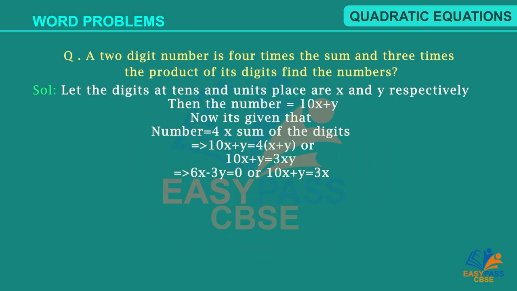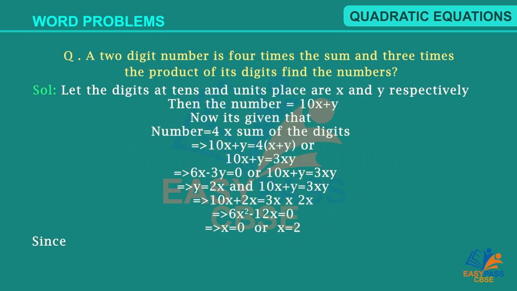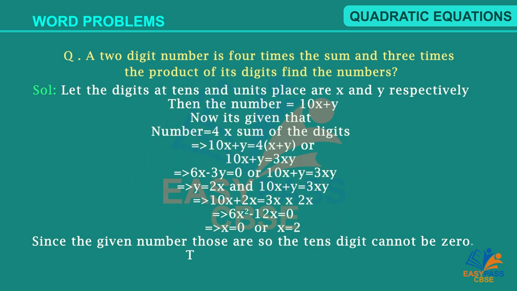So y is equal to 2x, and 10x plus y equals 3xy, or 10x plus 2x is equal to 3x times 2x. So we have 6x square minus 12x equal to 0, x equal to 0 or x is equal to 2. Since the number is two-digit, the tens digit cannot be 0, therefore x is equal to 2, and y is equal to 4. Hence, the required number is 10x plus y, which is 10 times 2 plus 4, that is 24.